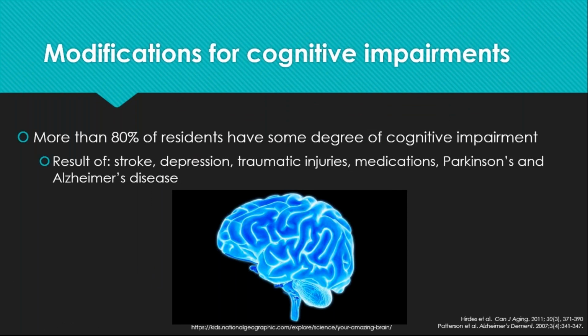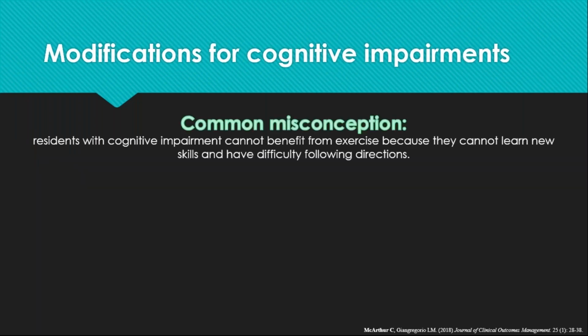Okay, so one of the barriers that was mentioned the last time I asked the question, what makes it challenging to exercise with residents, is cognitive impairment. And as I mentioned, a lot of residents do have cognitive impairment for various reasons. It could be because of stroke, depression, traumatic injuries, medication, Parkinson's, Alzheimer's disease. There are lots of different reasons, and ultimately, in terms of exercise, it doesn't really matter why.